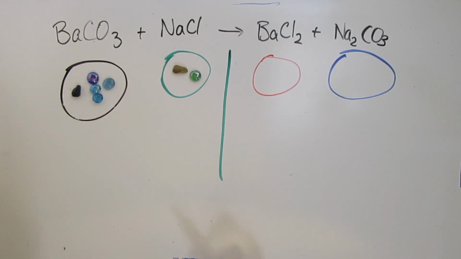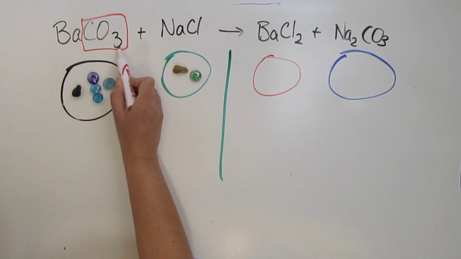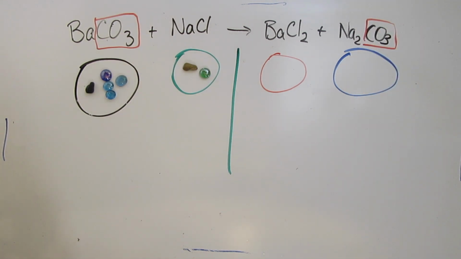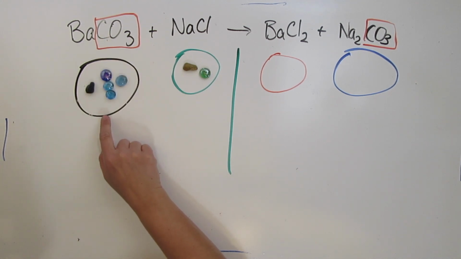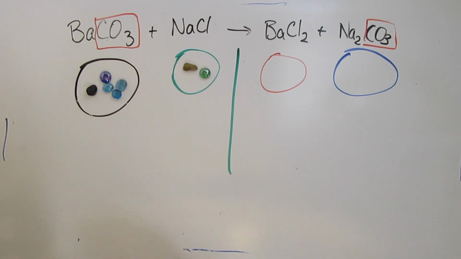So what I want you to notice is that this chunk here, the CO3, also shows up on that side of the equation. What does that mean? It means that probably this carbon and 3 oxygens are not going to come apart. They're going to travel as a group. And so I want you to think about that as we balance this equation.